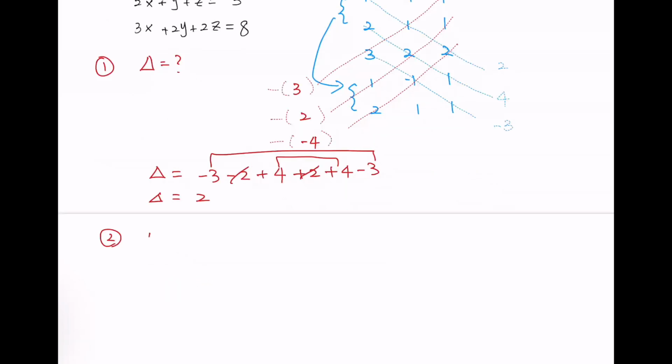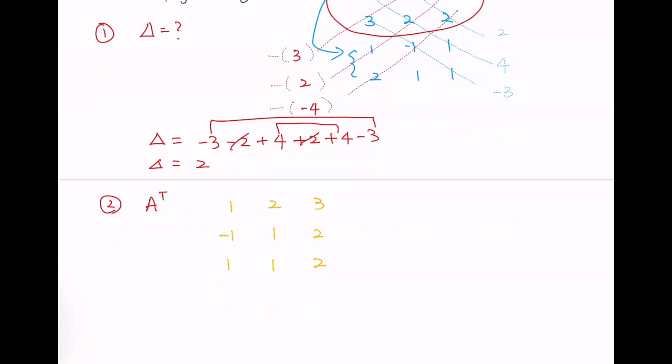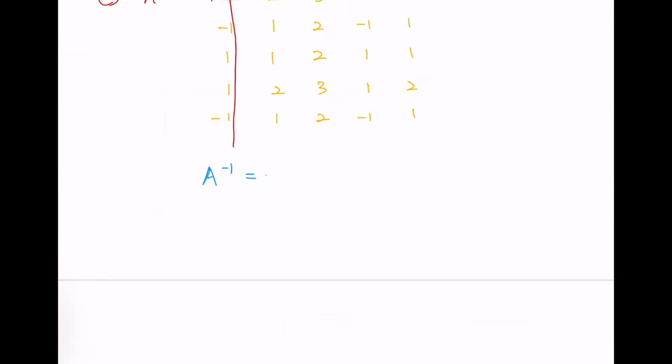Now we need to do A transpose. So this is A; find the A transpose. Draw 2 columns: 1, -1, 1, 2, 1, 1, 3, 2, 2. Copy the top 2 rows: 1, 2, 3, -1, 1, 2, and 2 columns: 1, 2, -1, 1, 1, 1, 1, 2, -1, 1. And cross out the first row, first column. Now we're ready to find A inverse, 1 over delta.